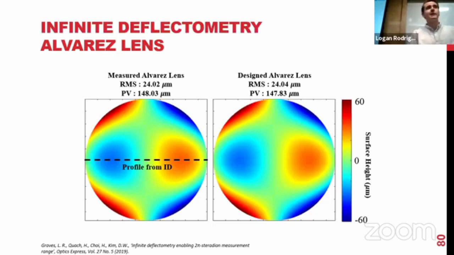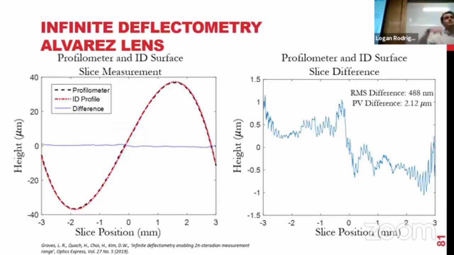However, this is the design surface lens. We don't know if that's actually what was built. We can't measure it with the interferometer. Instead, we use what's known as a profilometer. And this is simply a device that you set on the optic and drag it across, and basically how it goes up and down reports the surface height.